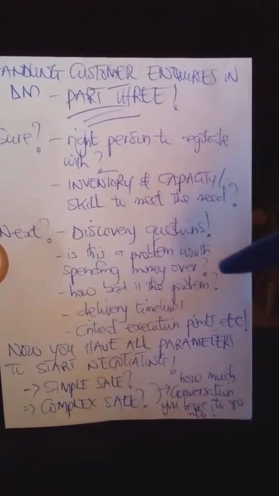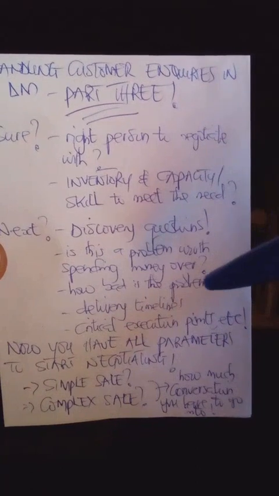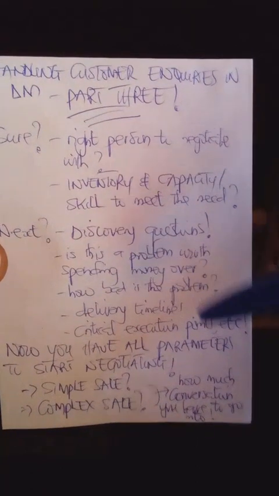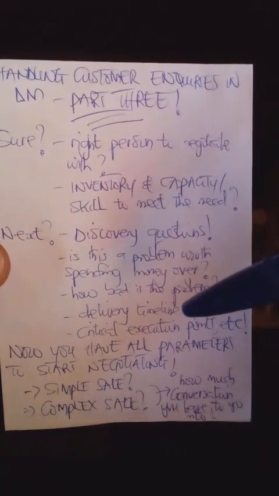So we have to figure out, is this really a big problem? Is this a nice to have? Is this something that they must have? Things like that. We also need to ask questions on delivery timelines. So in the wedding photographer example, for instance, when are they heading off for the honeymoon?